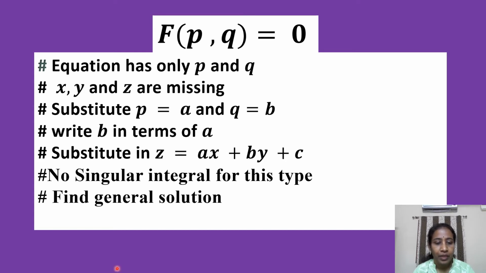Now here in this type, what we do is we substitute p equal to a and q equal to b. That is, p is nothing but dou z by dou x, q is nothing but dou z by dou y. Then we write b in terms of a. Then you substitute the value of b in z equals ax plus by plus c. And this type 1 does not have a singular integral, so we will go for the general solution.